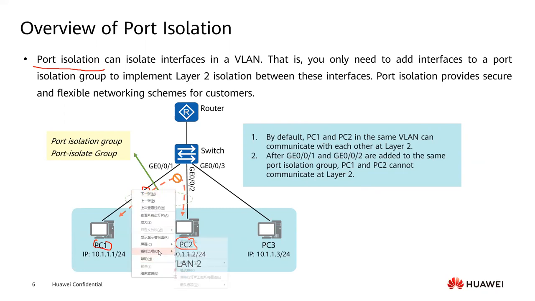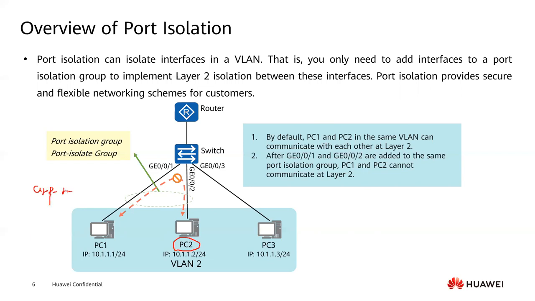So you can just try to think, if PC1 wants to communicate with PC2, the first thing is PC1 needs to know PC2's MAC address. How to know? It will send an ARP packet, right? The first thing is to send an ARP request, requesting for 10.1.1.2. But this will not be sent to this port.